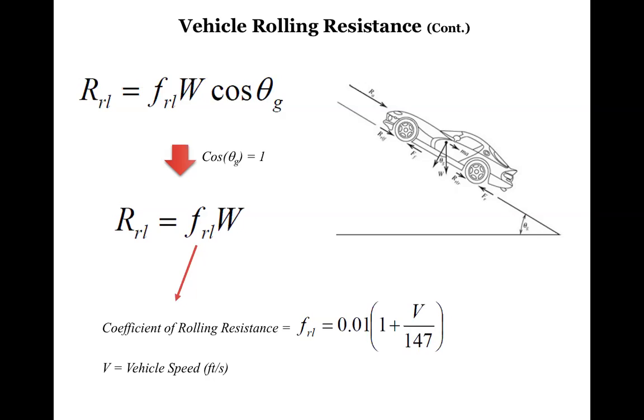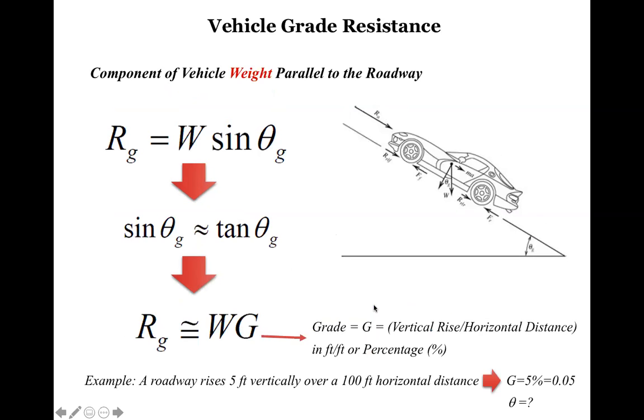So this is very useful in calculating the rolling resistance of different traffic conditions and different vehicles traveling at different speeds on the road surface. And as you see here, the rolling resistance is directly affected by the friction and weight of the vehicle as well as the speed.